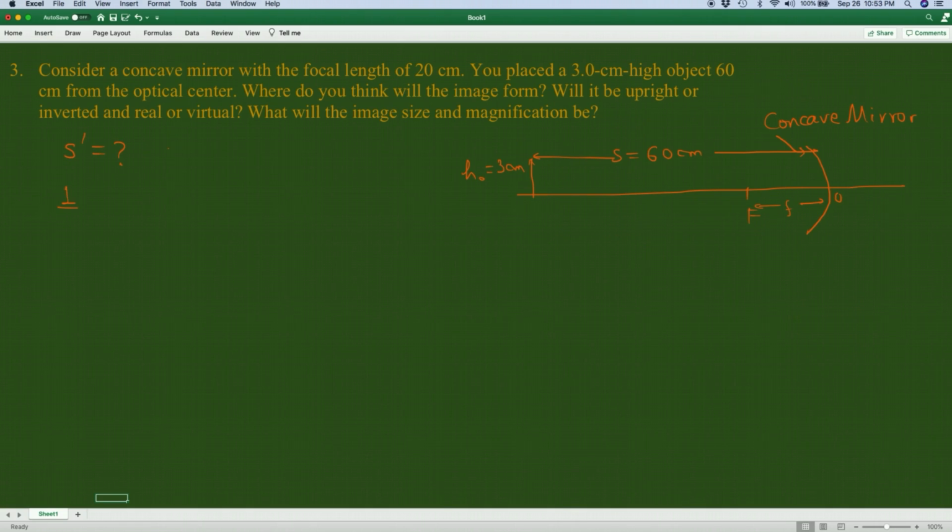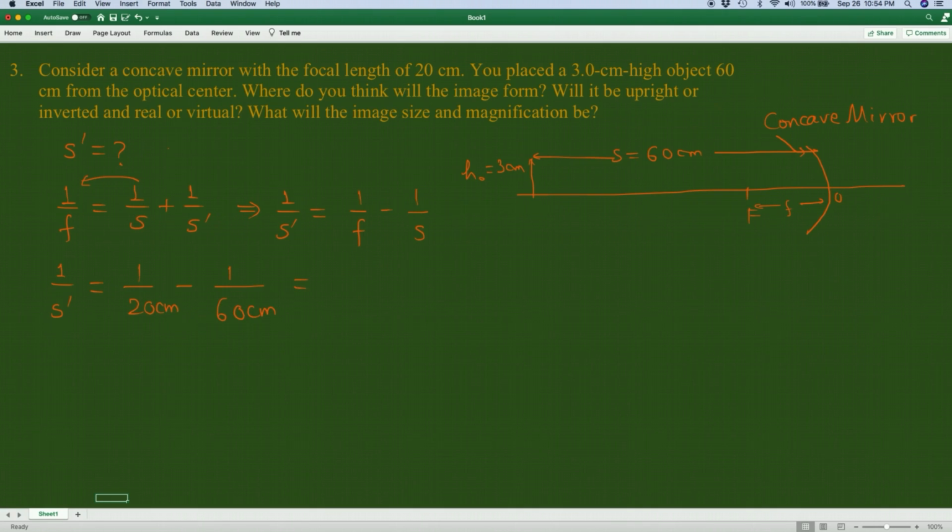The mirror equation is 1 over F is equal to 1 over S plus 1 over S prime. We can rearrange this to write it in terms of 1 over S prime. Taking 1 over S to the left side, it becomes minus 1 over S. So 1 over S prime is equal to 1 over F, where F is 20 centimeters, minus 1 over S, where the object distance is 60 centimeters.